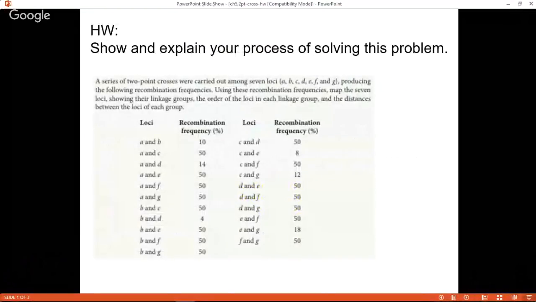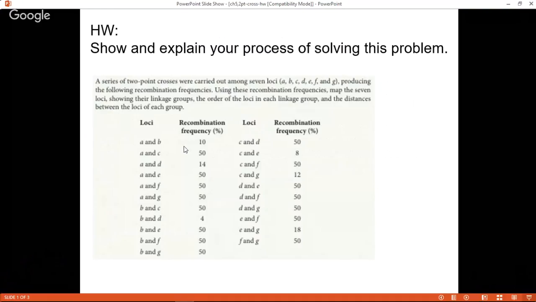Okay, so for our homework, we have to show and explain the process of this problem from chapter 5. The problem is a series of 2-point crosses were carried out among 7 loci, A, B, C, D, E, F, and G, producing the following recombinant frequencies. Using these recombinant frequencies, map the 7 loci, show their linkage groups, the origin linkage group, and the distances between the loci of each group.